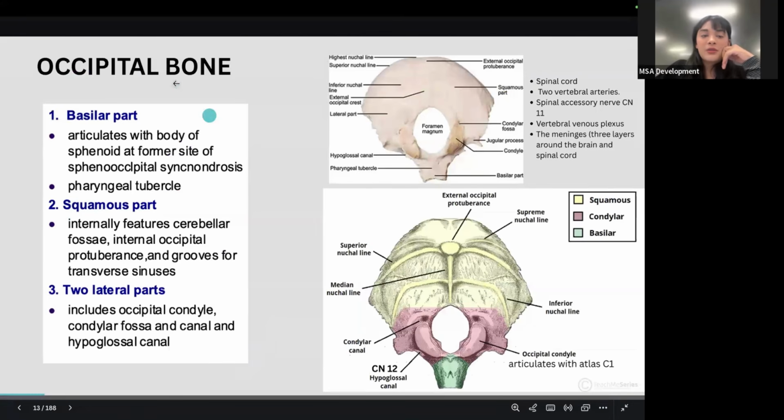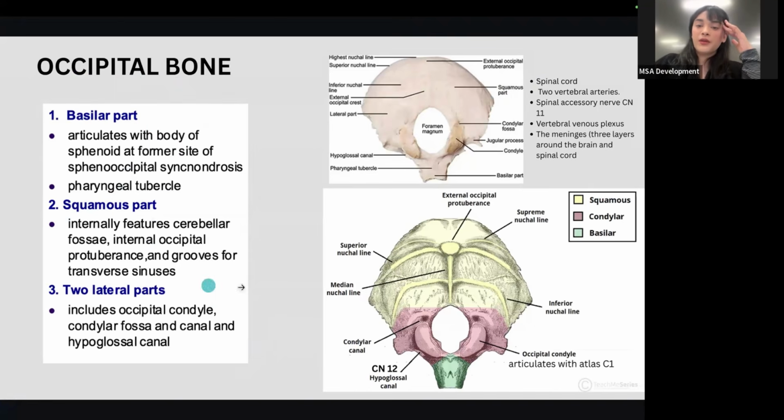Then we move on to the occipital bone. We have three parts of the bone: the basilar part, the squamous part, and the two lateral parts. Over here, this big opening in the occipital bone is the foramen magnum. This transmits the spinal cord, the two vertebral arteries, the spinal accessory nerve, the vertebral venous plexus, and the meninges. Need to remember that.